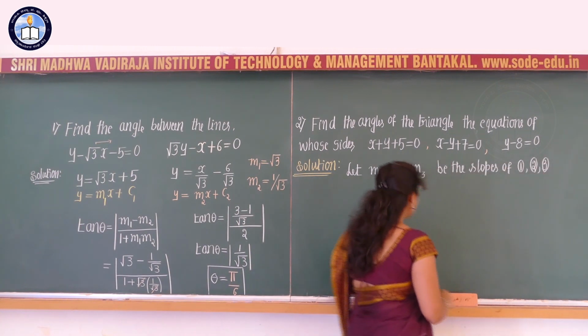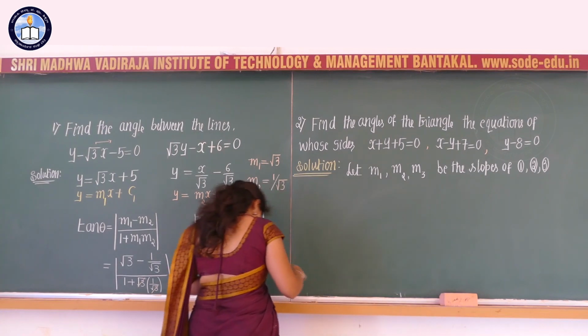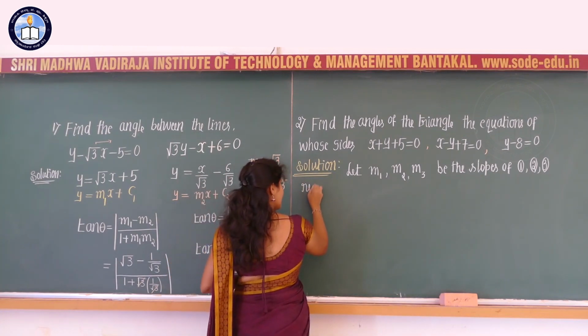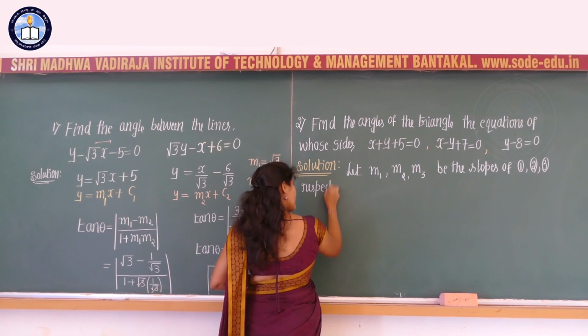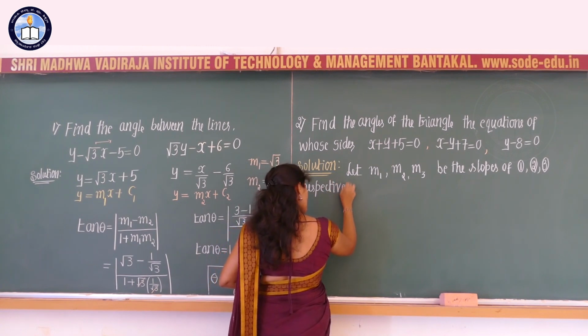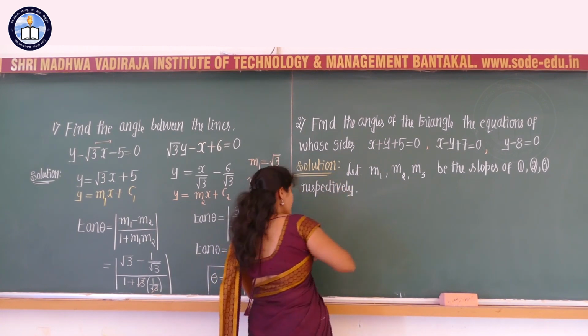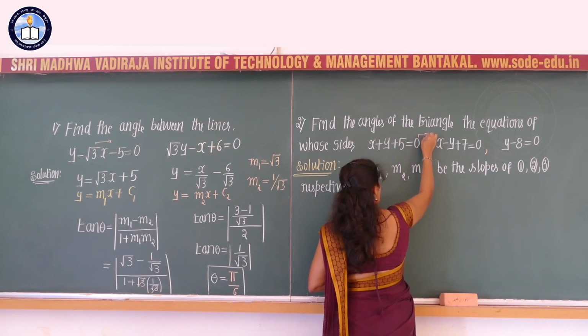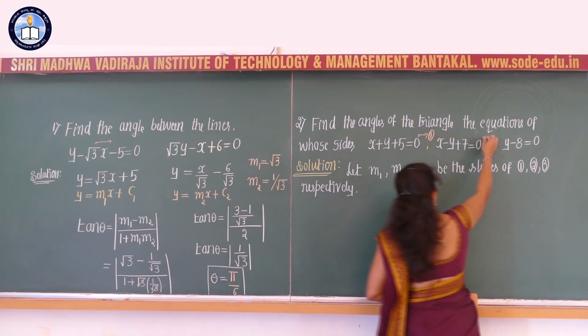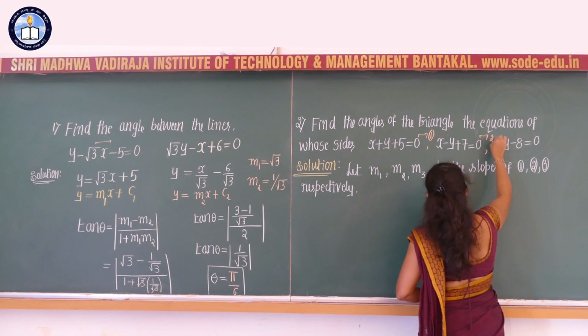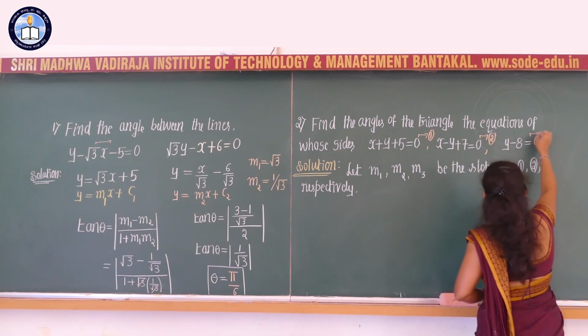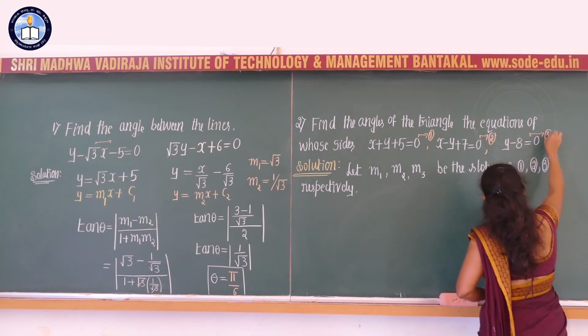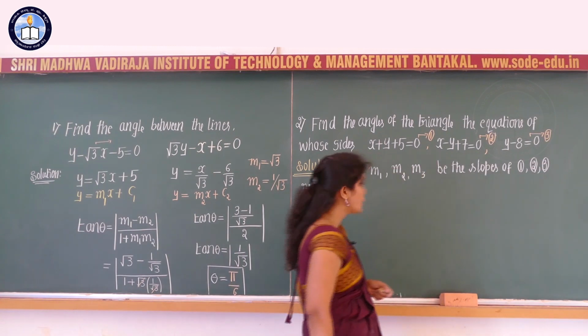Equation 1, 2 and 3 respectively. And what are equation 1, 2 and 3? Equation 1, I will consider it as the equation of the first side, this I am going to consider as equation 2, and the third one is equation 3. Clear? Equation 1, 2 and 3.